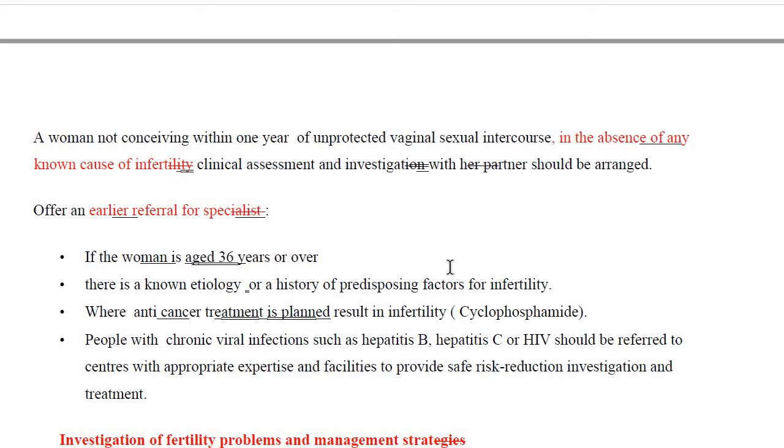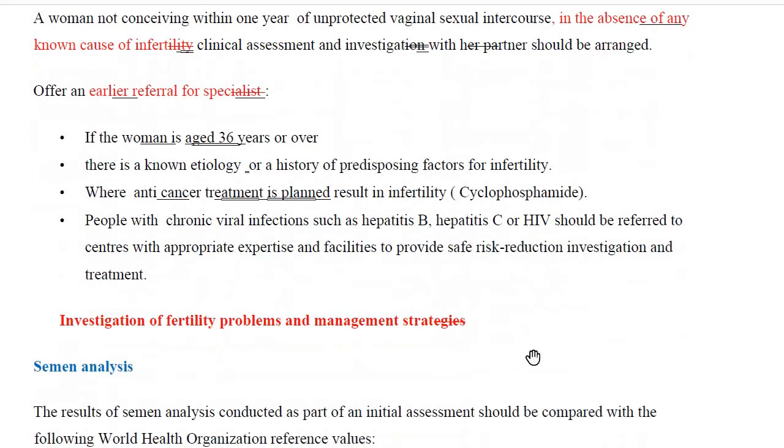Also where anti-cancer treatment is planned and it may result in infertility, like the patient is going to receive cyclophosphamide, before starting the treatment we have to set an appointment with a fertility specialist. People with chronic viral infections such as hepatitis B, hepatitis C, or HIV should be referred to centers with appropriate expertise and facilities to provide safe risk reduction, investigation, and treatment.